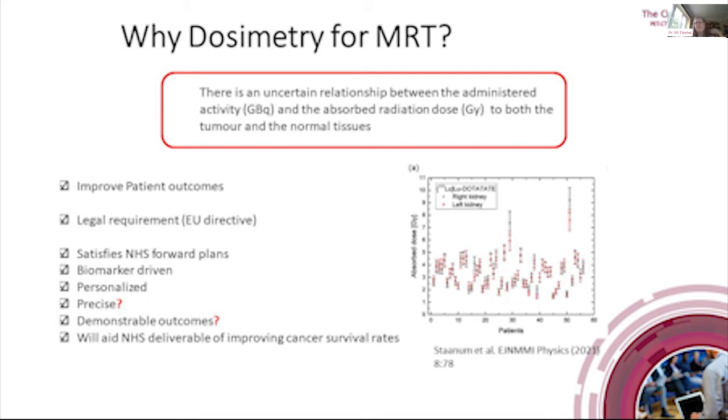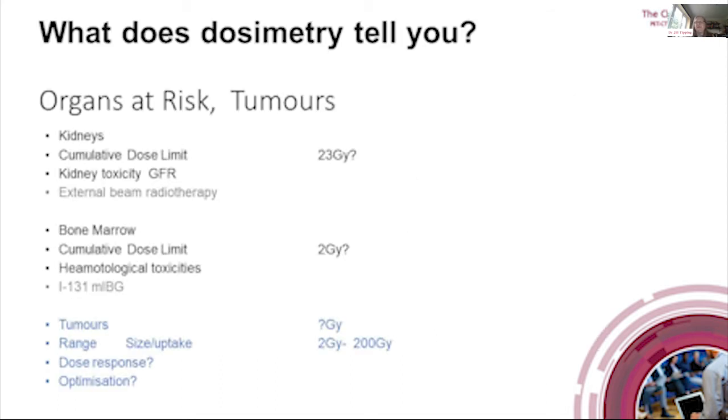So how does it fit in with the broad scheme of things? We wouldn't be doing it if we didn't think we could improve patient outcomes. If you translate the EU directive, we're under the same legislation, it's a legal requirement to at least consider dose. And in terms of the NHS, it satisfies a lot of the good things that we're asked to do, in particular personalised treatment. The questions we have are, how precise can we make it, and how do we demonstrate the outcomes, and how will it help improve cancer survival rates?